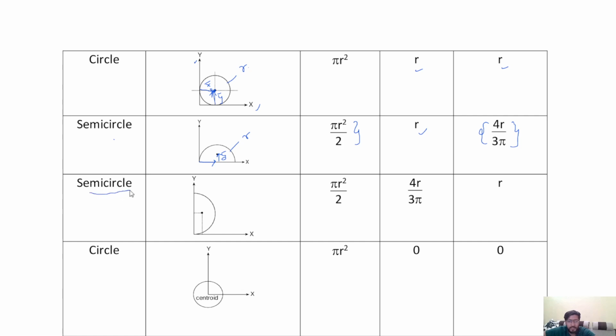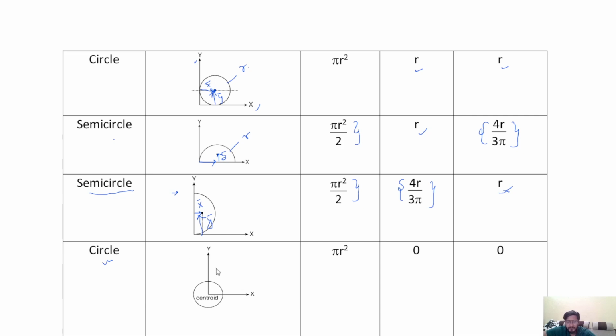And if we orient this semicircle that way, the area will be the same, pi r square by 2, and this is the centroidal x distance, which is equal to 4r by 3 pi, and this is the centroidal y distance, y bar, which is equal to radius r.